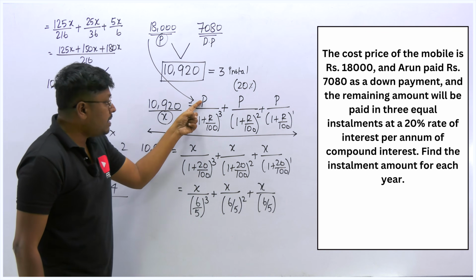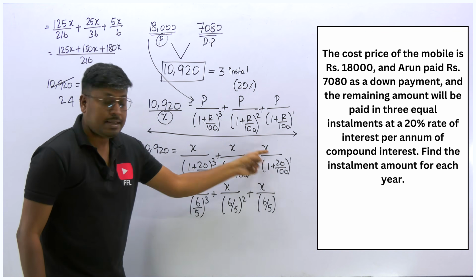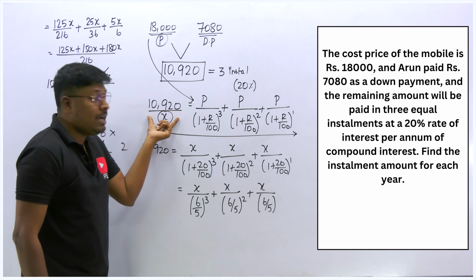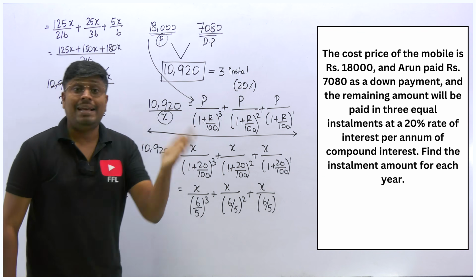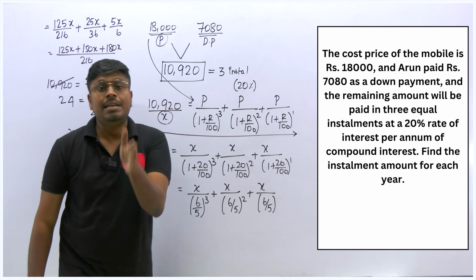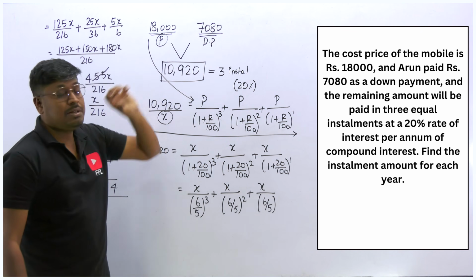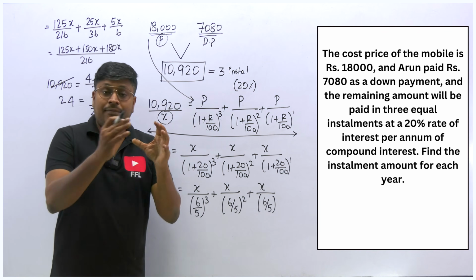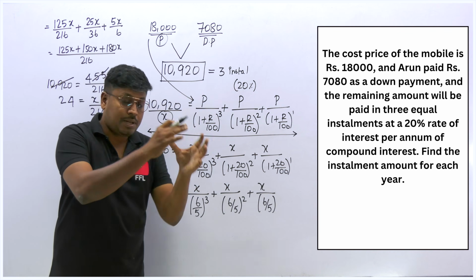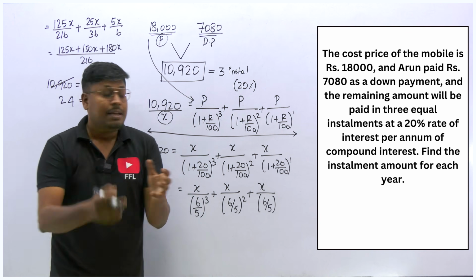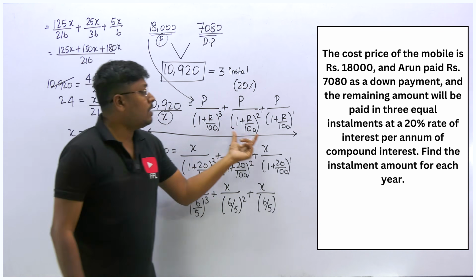So we keep the principal, that is installment, as X, and this acts as the remaining amount the person has to pay except the down payment, because initially you did some down payment here. So the down payment is 7,080. So after subtracting the down payment from the total cost price, the remaining payment should be paid on the installment basis.